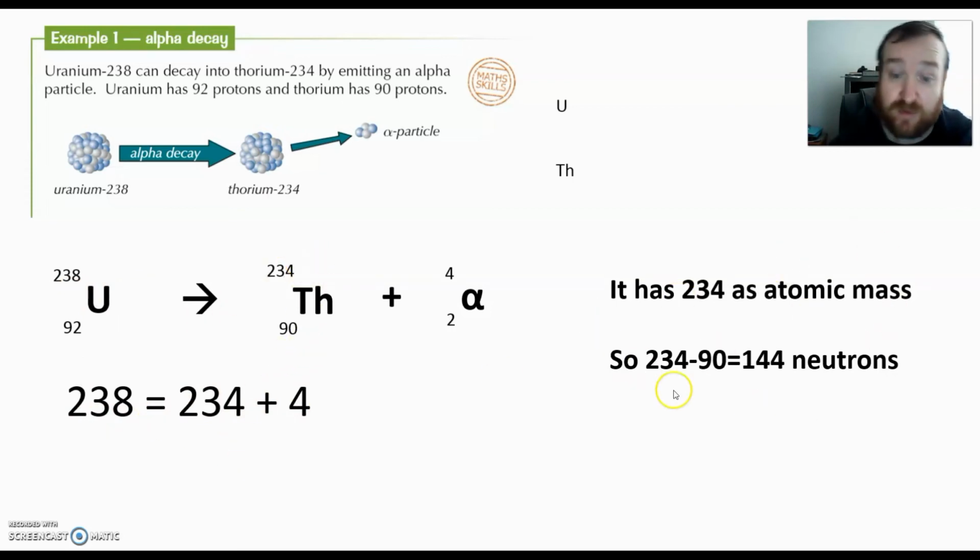And then to find its number of neutrons, we do 234 take away 90. The big number, take away the little number, to give me 144 neutrons. Okay, now this is a high grade question. It's quite high skill. So it would give you good marks that lots of other students in the country might not get. So if you're able to do this, give yourself a massive pat on the back.